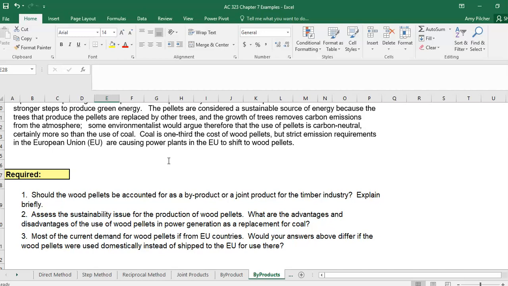So most of the current demand for wood pellets is from European countries. So if we were looking at the wood pellet question, would we change our answer if we used the wood pellets in the US instead of shipping them to the European Union for use there? It doesn't really change our answer as to what wood pellets should be accounted for as: a byproduct. They would still be accounted for as a byproduct because they're not of value like the timber is.